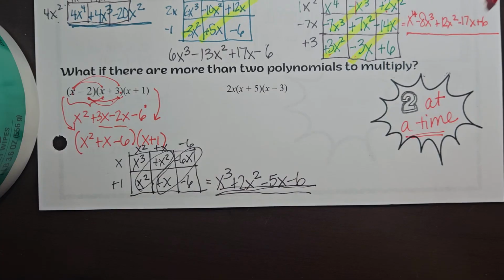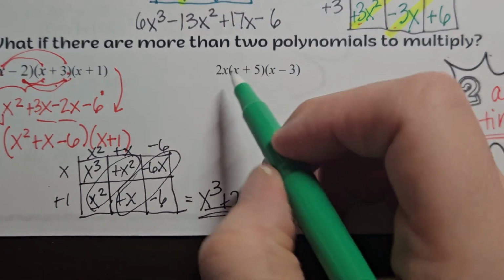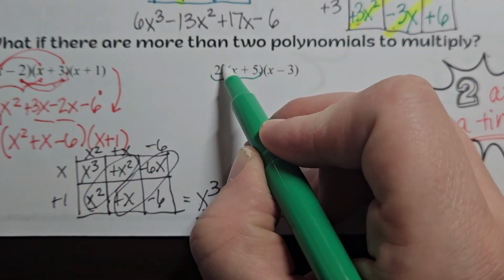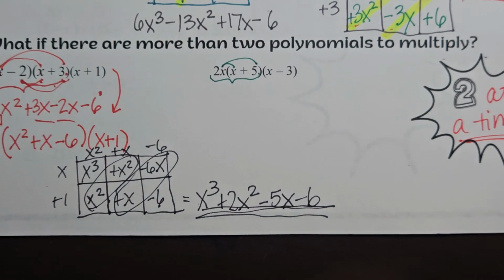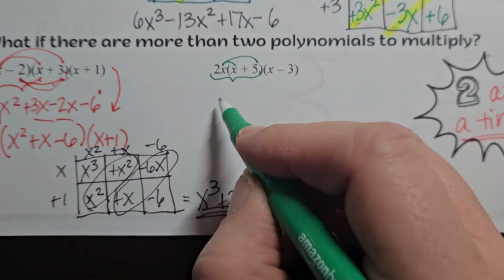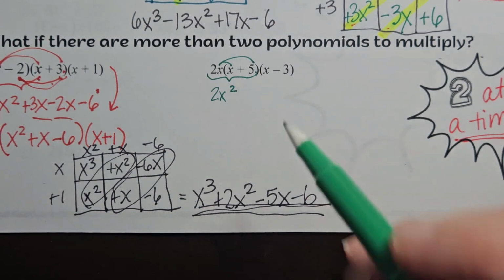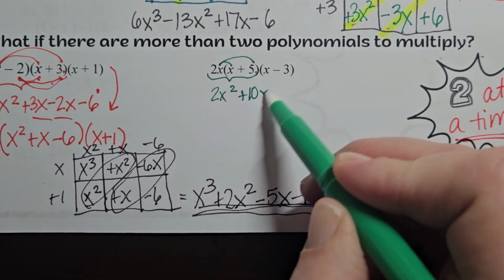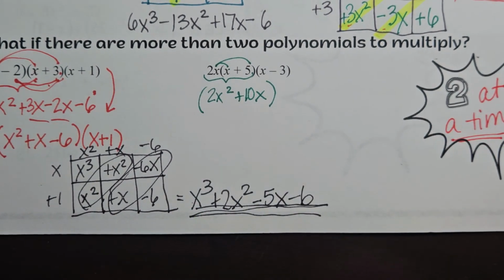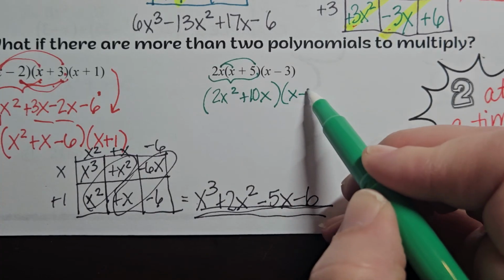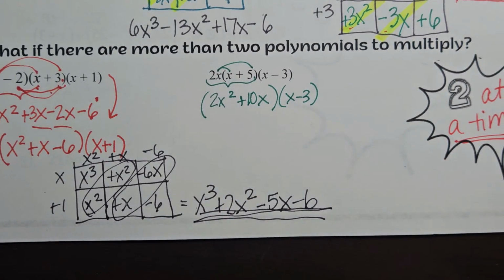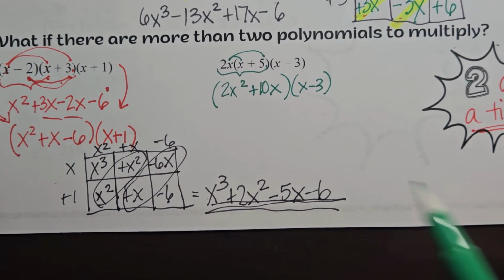Okay, this one is actually a little bit easier because this one is just a monomial times a binomial. So this one I can just do real quick. 2x times x would be 2x squared. 2x times 5 is just 10x. And that one's done. Okay, so now I just need to multiply 2x squared plus 10x times x minus 3.